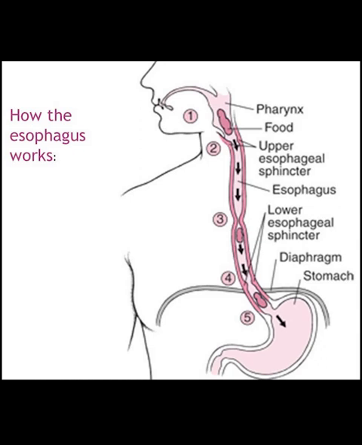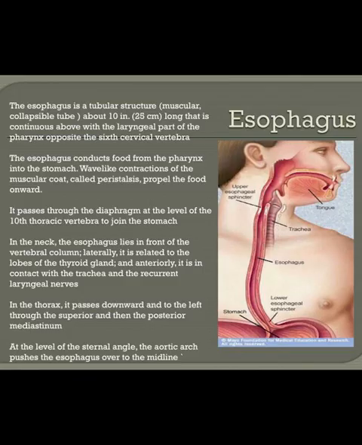Most of the muscle is smooth muscle, although striated muscle predominates in its upper third. It has 2 muscular rings or sphincters in its wall, one at the top and one at the bottom. The lower sphincter helps to prevent reflux of acidic stomach content. The esophagus has a rich blood supply and venous drainage.